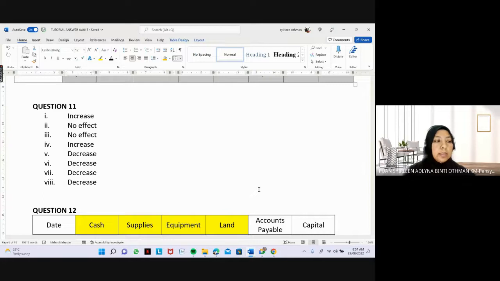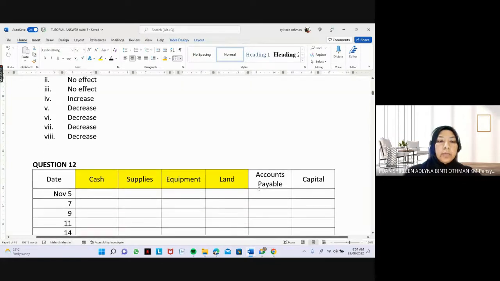Okay, and then number 3, no effect as well. Number 4, increased the owner's equity. Number 5 until number 8, okay, we will decrease our owner's equity. Okay, so that is for number 11. Okay, next we go to number 12.